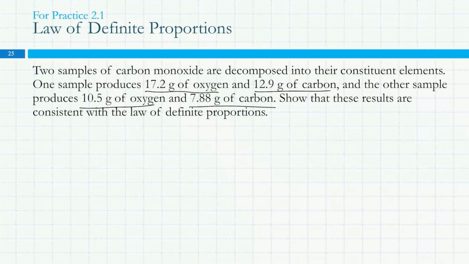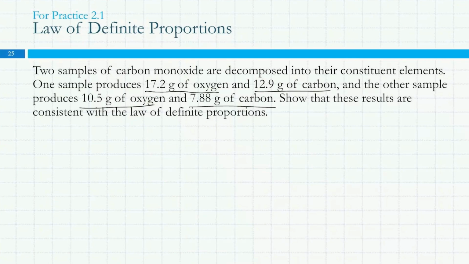So how do we do that? Ratios, yeah. For each of these, we just want to know the ratio of grams of one element to grams of the other element. And we want to be consistent in the way that we do that. So it's either going to be oxygen divided by carbon or carbon divided by oxygen for both of them. Otherwise, we'll get ratios that don't match.